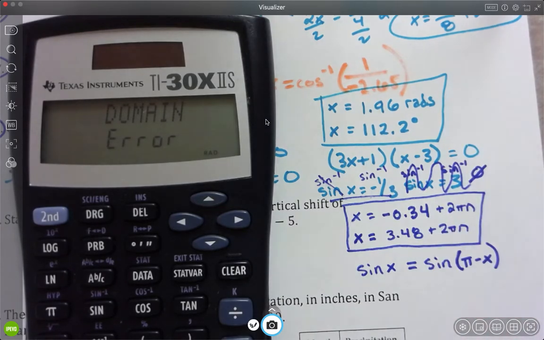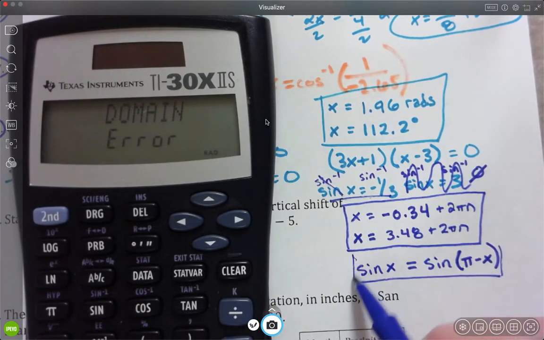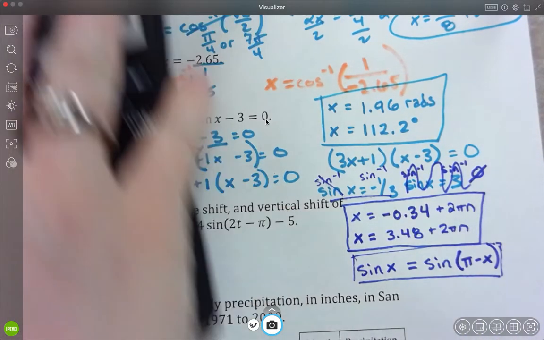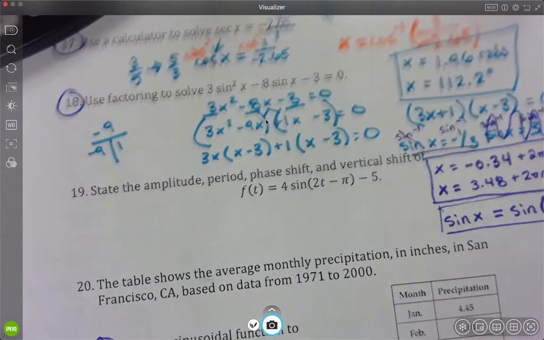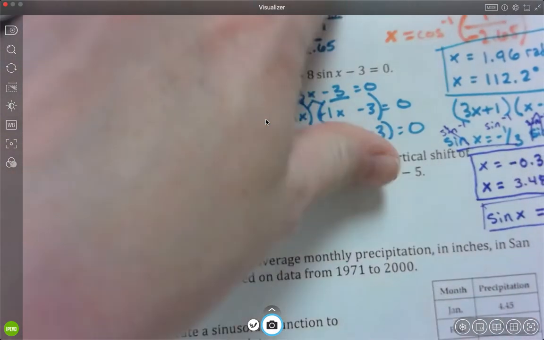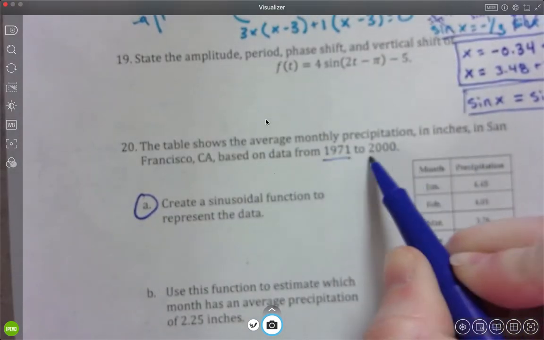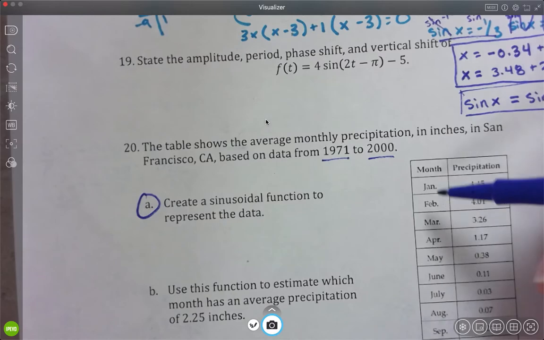All right, so this is the kicker right here, trying to remember that you have to take pi and subtract x to get that other value. All right, and the last one. Number 20. They give us some data, and this is based on data from 1971 to 2000. And they do averages for January through December and the precipitation.